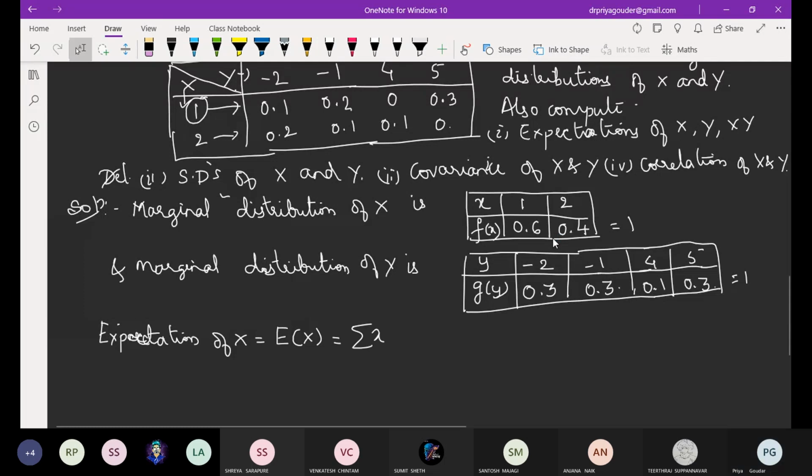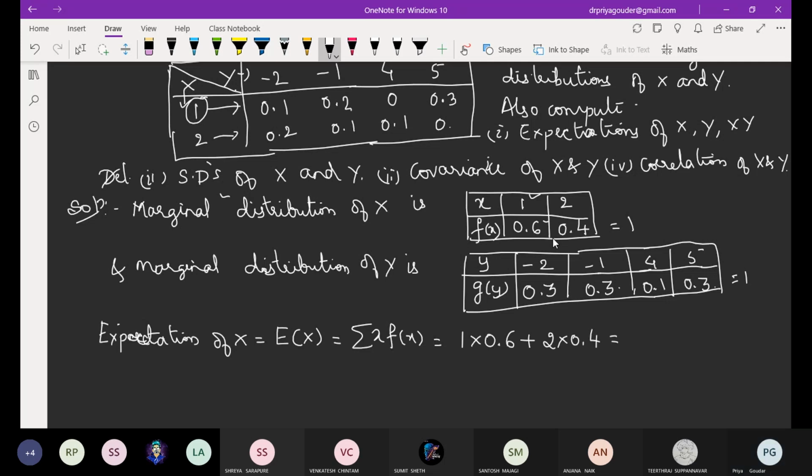Summation x into f of x. It is the same way you used to find the mean for the table. If you remember finding the value of k and finding mean and variance, it is similar to that. So it is x into f of x: take the value of x and multiply it by the corresponding value. Means what I'll get: the first value 1 into 0.6 plus take the second set 2 into 0.4.